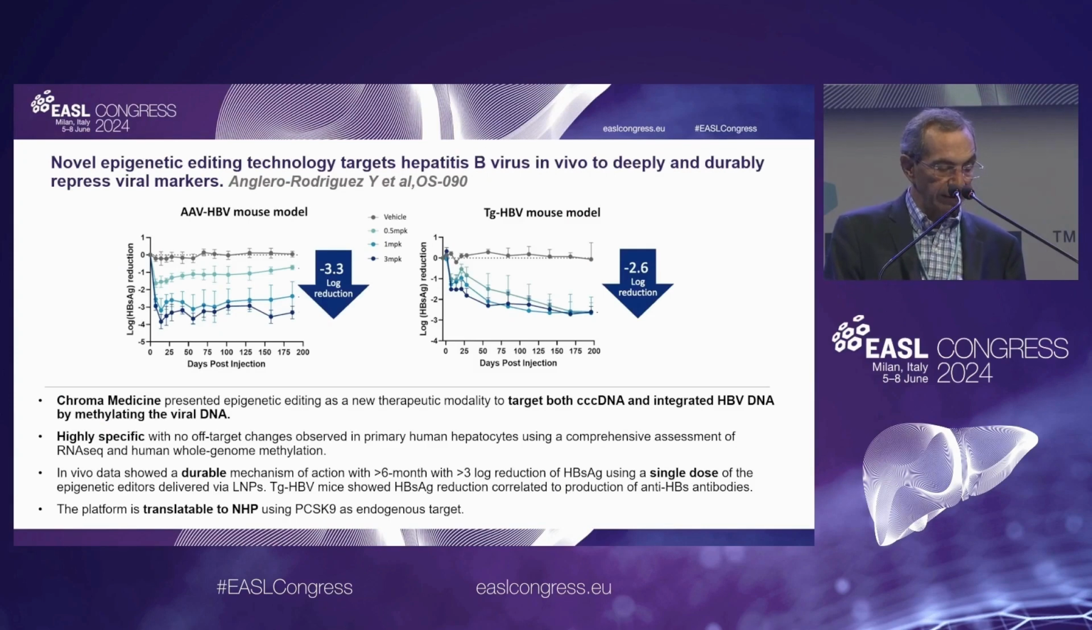Another very innovative approach is to target the viral genome with novel epigenetic technologies, and Dr. Anglero Rodriguez showed that we can target both cccDNA and viral integrated sequences by methylating the viral DNA. They showed that it is highly specific with no off-target changes, and with a durable effect on the viral markers and HBs expression in the two mouse models that he used, the AAV HBV and the transgenic HBV mouse models.